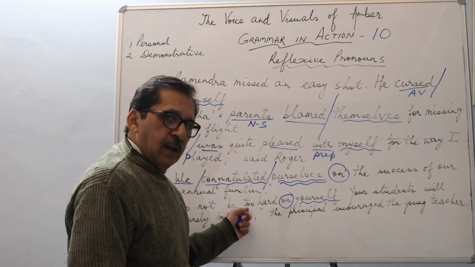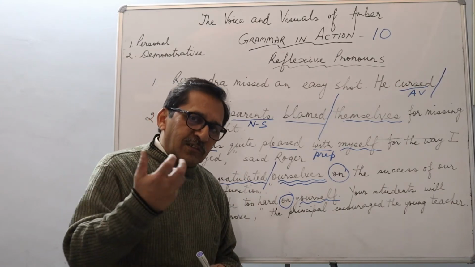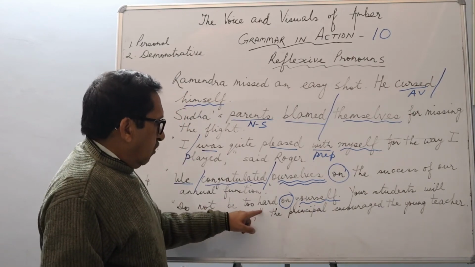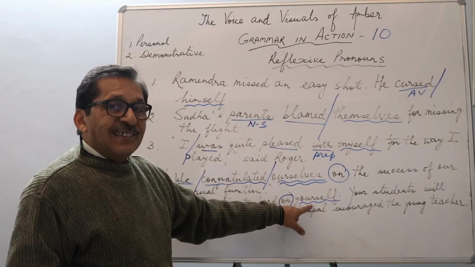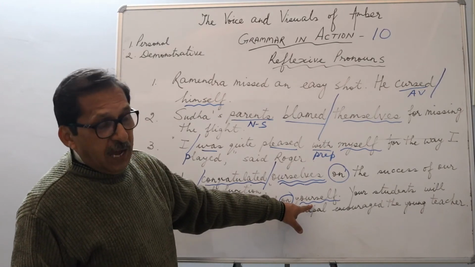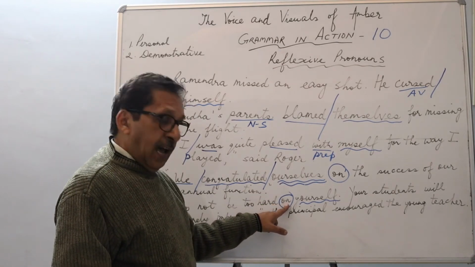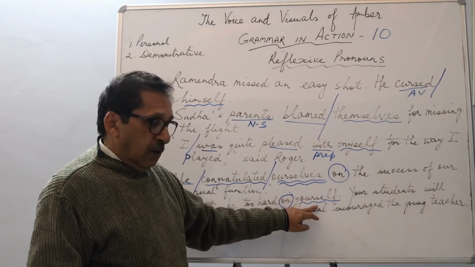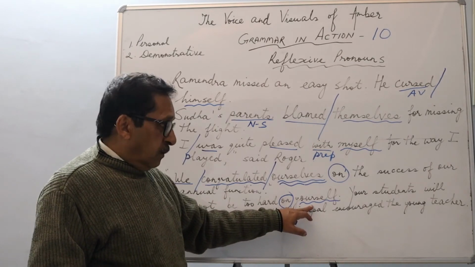So being hard is a sort of action which the young teacher is doing, and it is actually directed at himself. So do not be too hard on yourself. So yourself therefore is a singular second person reflexive pronoun. On is the preposition, and every preposition is followed by a noun or a pronoun. So in this case, it is followed by the reflexive pronoun yourself.